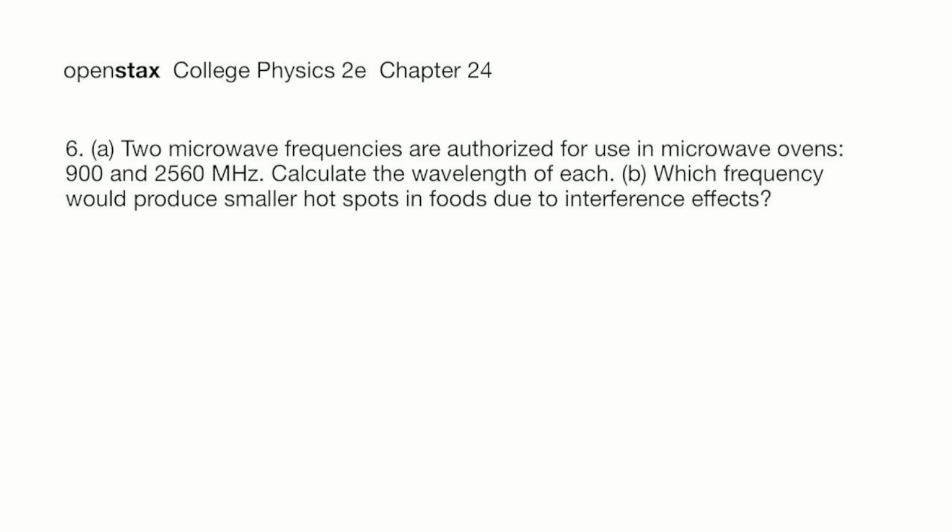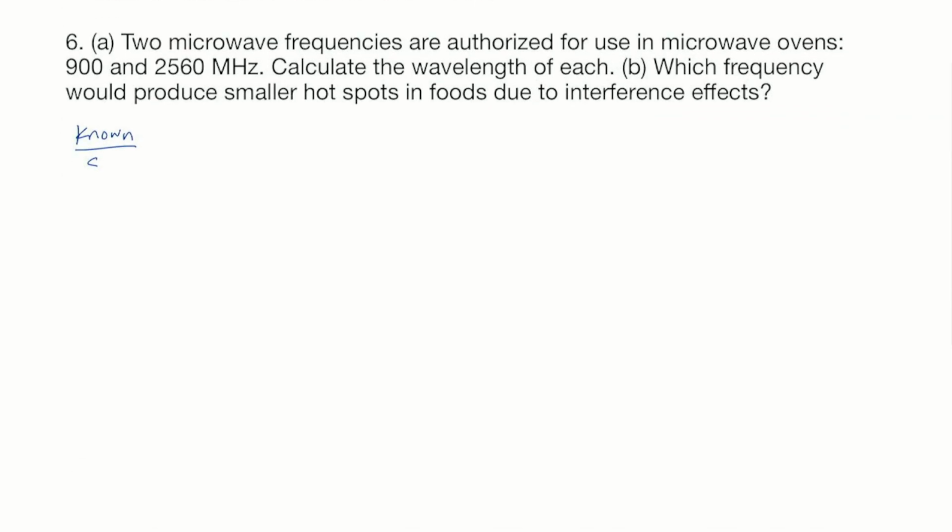Okay, let's start with what we know. They are microwaves, and so they're electromagnetic waves, and so they will travel at the speed of light. So we'll just put c, and then let's say frequency 1 is 900 megahertz and frequency 2 is 2560 megahertz. And then we need to find lambda 1 and lambda 2. So both of those wavelengths.